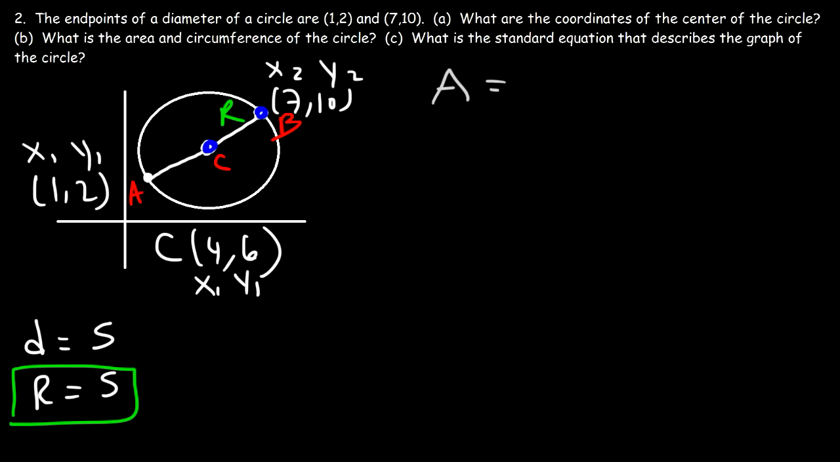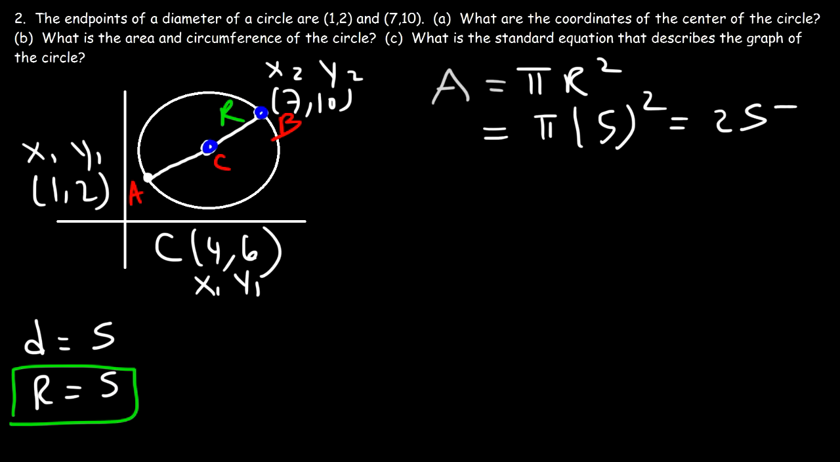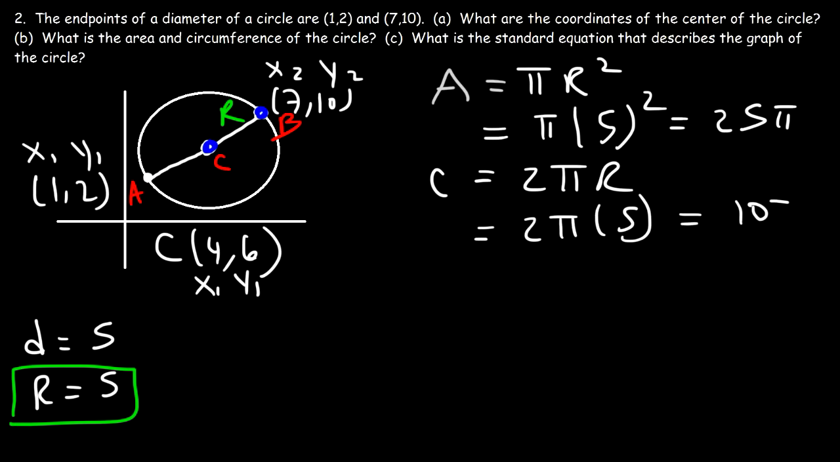So the area of the circle is simply pi r squared. So that's going to be pi times 5 squared, so that's 25 pi. The circumference is 2 pi r. So that's going to be 2 pi times 5, and so that's 10 pi. And so that's how you can calculate the area and the circumference of this particular circle.